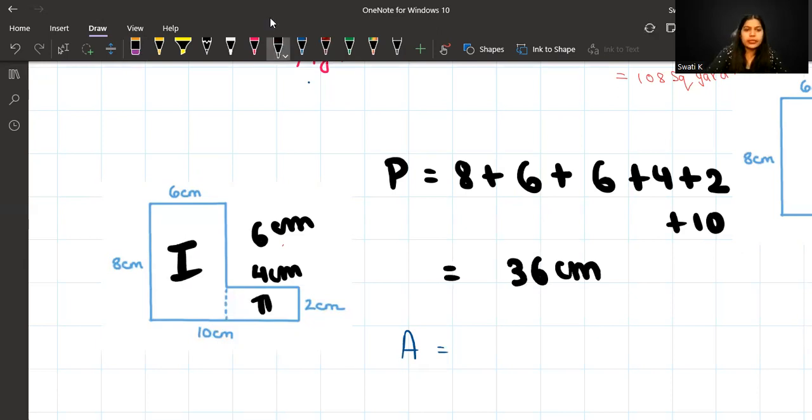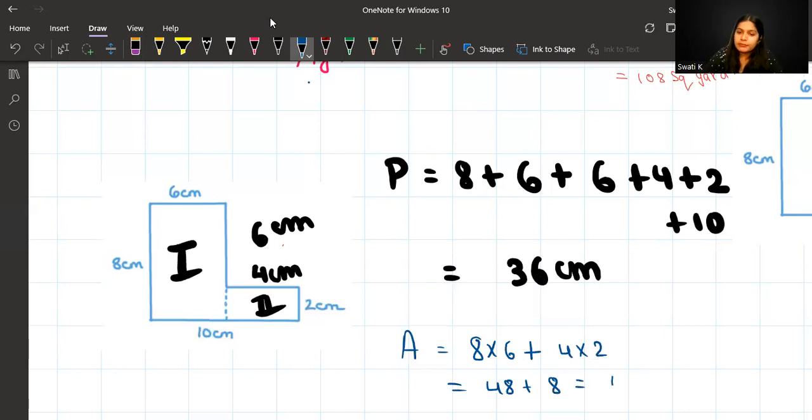So area of the first part is absolutely a rectangle. So it is length into breadth, that is 8 times 6, plus area of the second part, that is again a rectangle, that is length into breadth, so 4 times 2. So 8 times 6 is 48 and 4 times 2 is 8. So 48 plus 8 is 56 square centimeter. We are done. Now we can move to the next question.